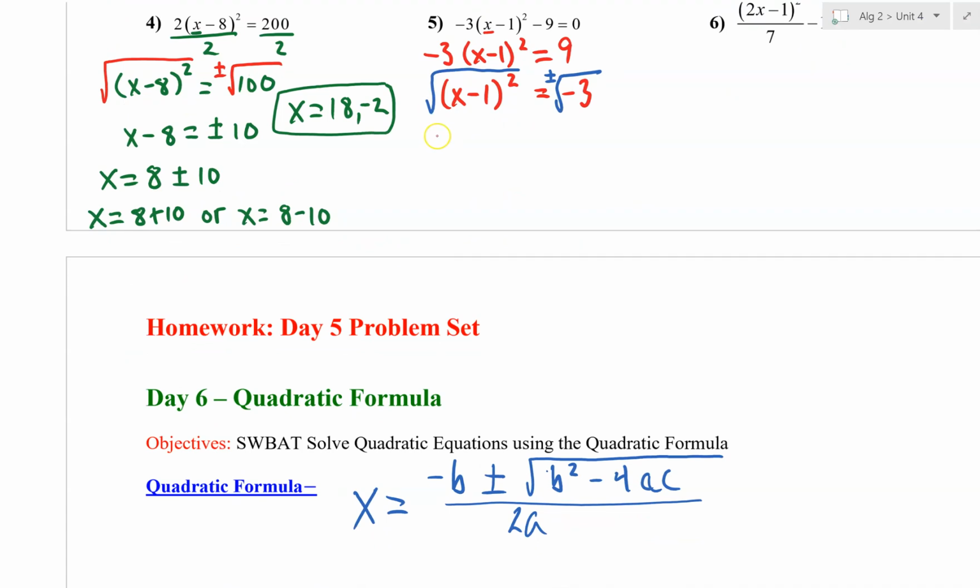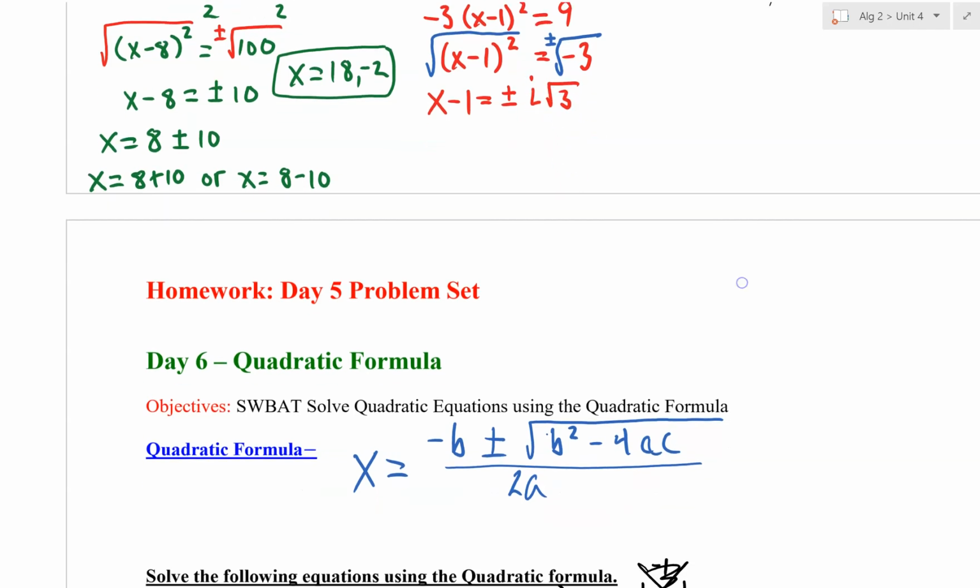Then I'm going to keep going. Once I take the square root of the left side, I'm going to get x minus 1 is equal to. Now on the right side, I'm going to have a plus or minus, and I can't reduce 3, but it does have a negative in here, and I have to deal with the negative, and the way we deal with that is to take the negative out by using i. So this is going to be i root 3. Then it's telling me I'm going to add 1.